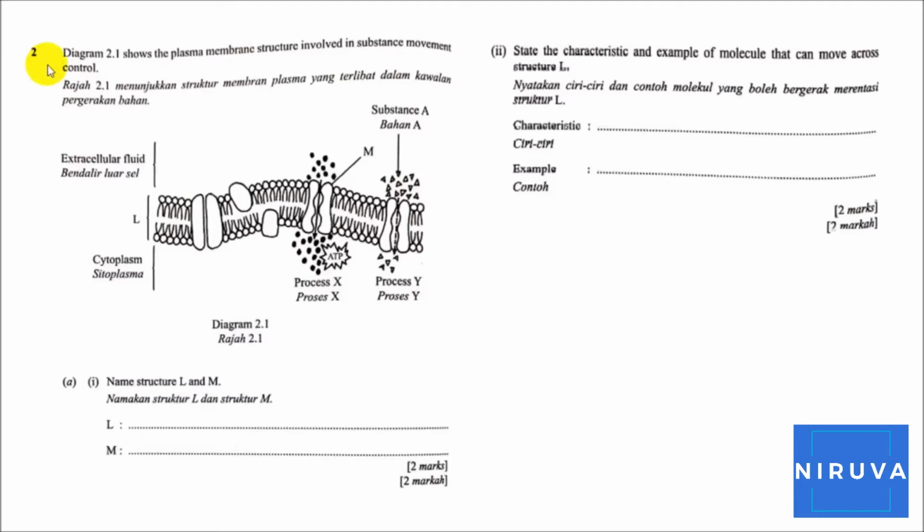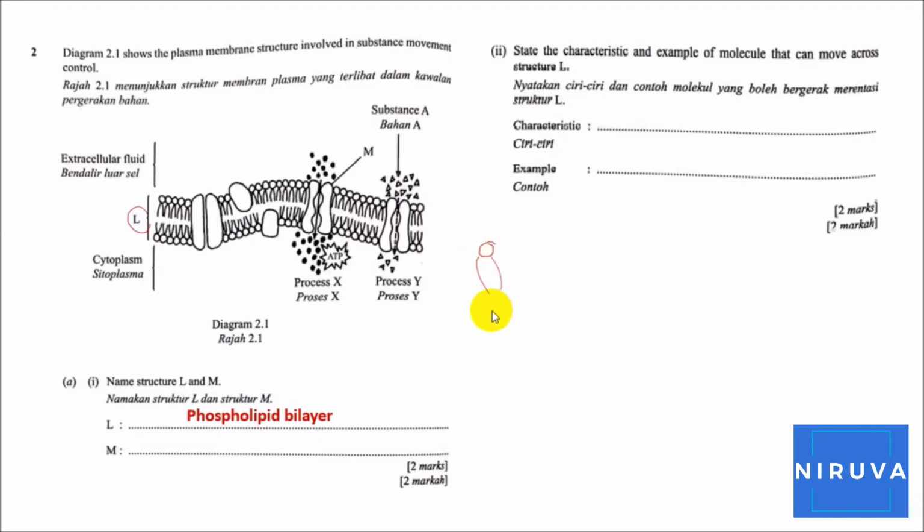Okay, question 2, diagram 2.1 shows the plasma membrane structure involved in substance movement control. Okay, so name structure L and M. Okay, so structure L here, as you can see, is known as phospholipid bilayer.